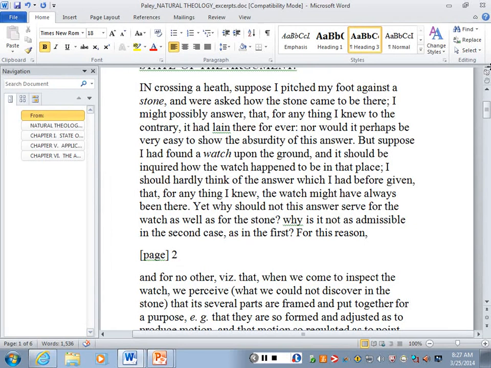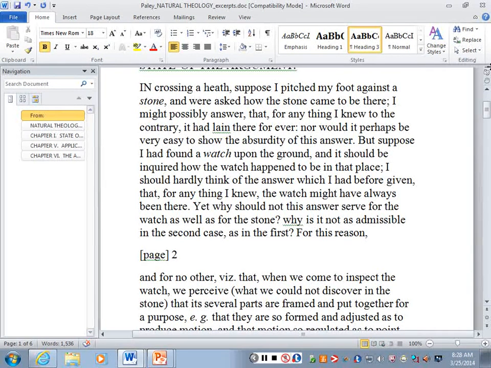But now he says, but suppose I had found a watch upon the ground, and it should be inquired how the watch happened to be in that place. I should hardly think of the answer which I had given before, that for anything I knew, the watch might have always been there. Yet why should not this answer serve the watch as well as the stone? Why is it not as admissible in the second case as in the first? And here is where he brings in the notion of telos, or purpose.